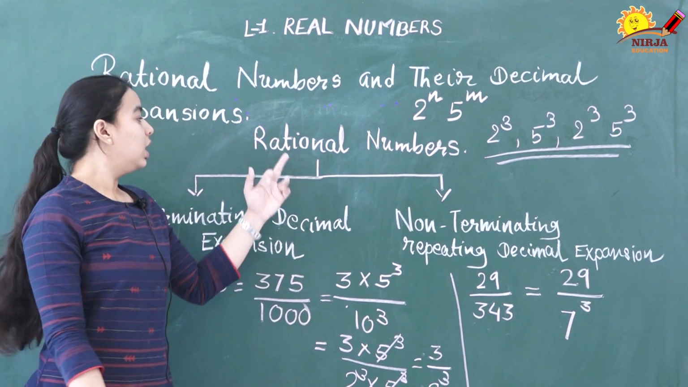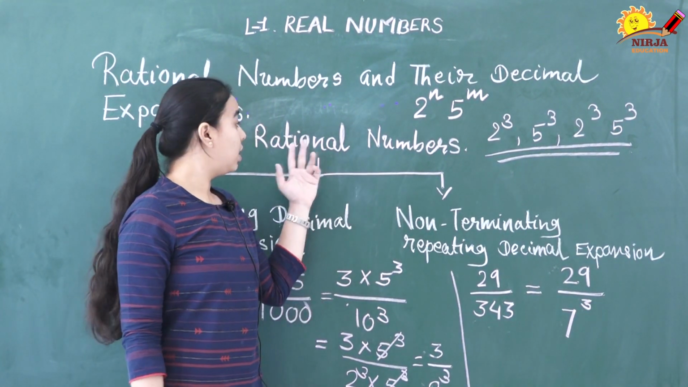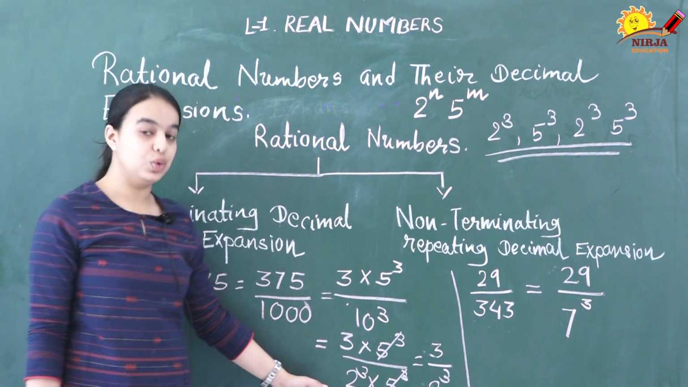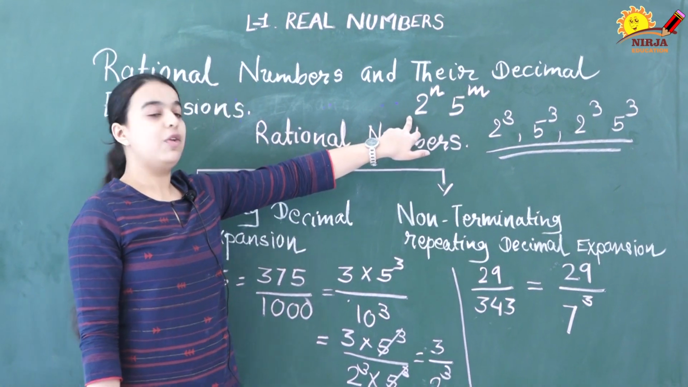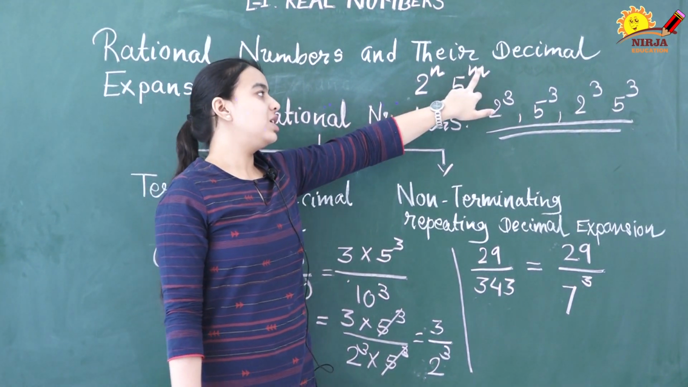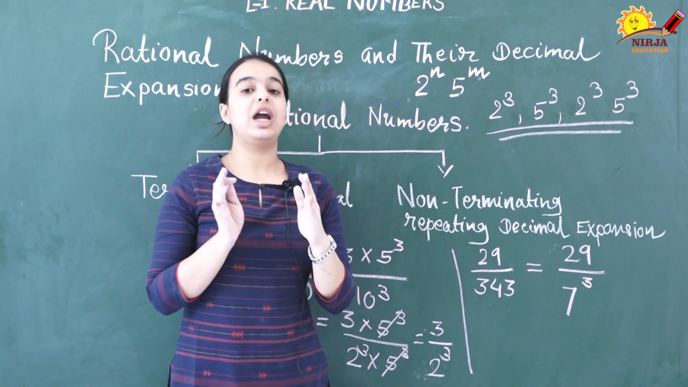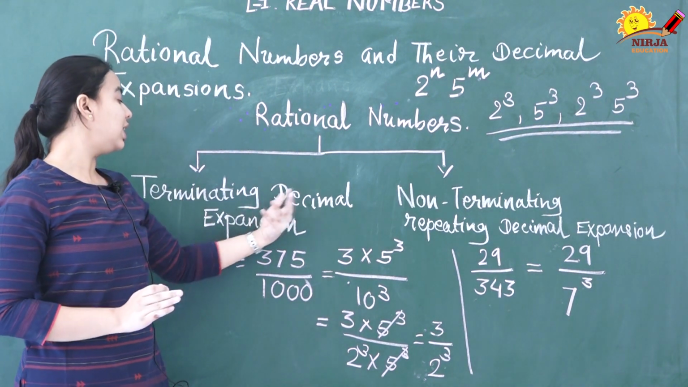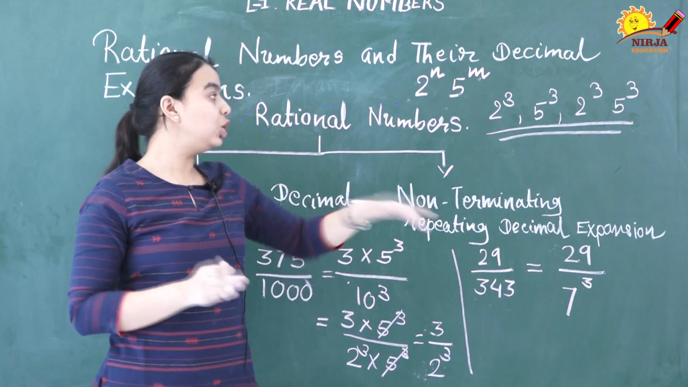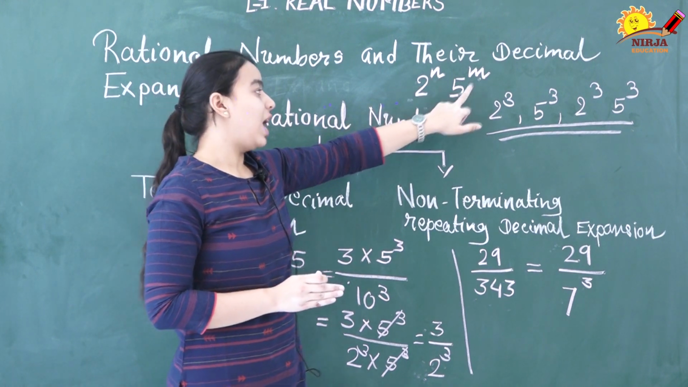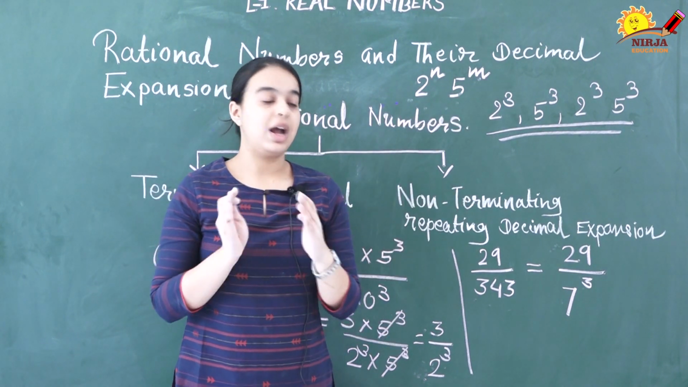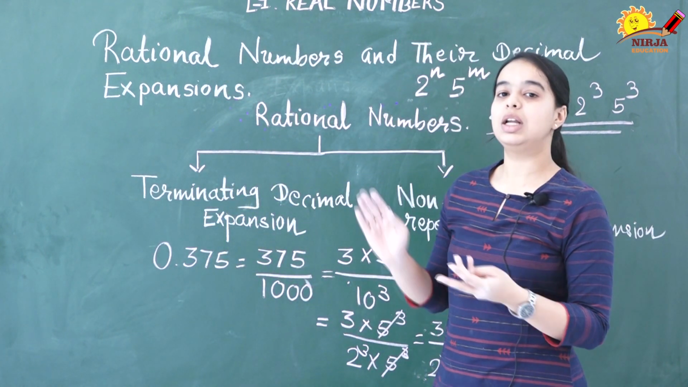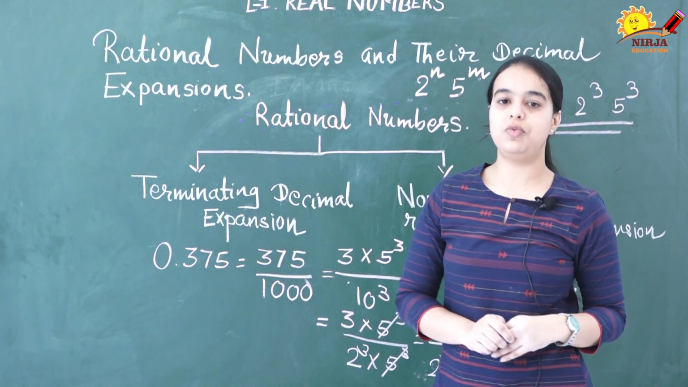So, my dear students, if you do the decimal expansion of rational numbers and you get q in the form of 2 raised to n, 5 raised to m, then you can say that those numbers have terminating decimal expansion. If we do not get q in the form of 2 raised to n, 5 raised to m, that means those numbers have non-terminating repeating decimal expansion. I hope you all have a clear idea. Let's get a quick review about it.